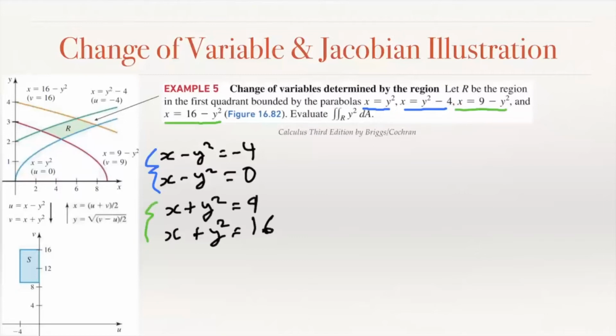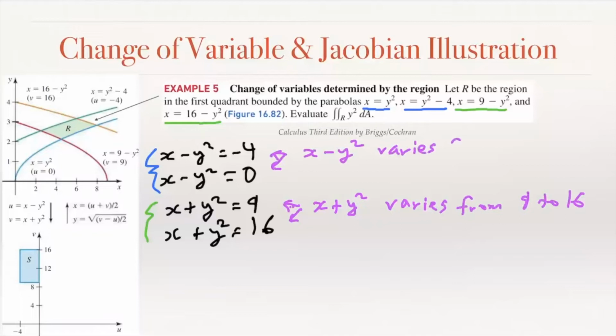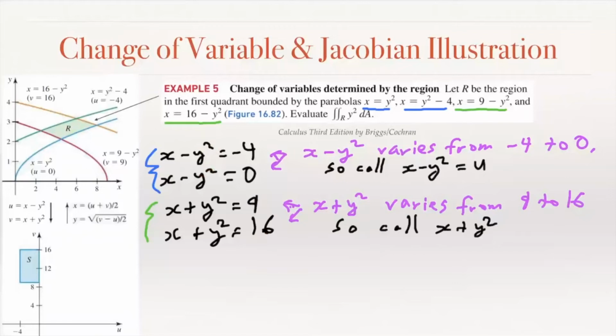Now, look what's happening here. So here that means that (x+y)² varies from 9 to 16. And here this means that (x−y)² varies from −4 to 0. And those are nice constant bounds on these expressions respectively. So let's call (x−y)² u. We'll just give it a new variable name. And we'll call (x+y)² v.